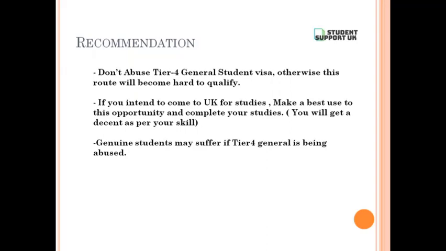And don't abuse the Tier 4 student visa, because if someone abuses it, it will be hard for other students to get the visa. It's already getting harder. If you see, they have started conducting interviews. CAS has already been delayed, and some people have been asked questions by the visa officers in the universities. You might get some questions asked when you arrive here at the airport. So it's already getting harder now.